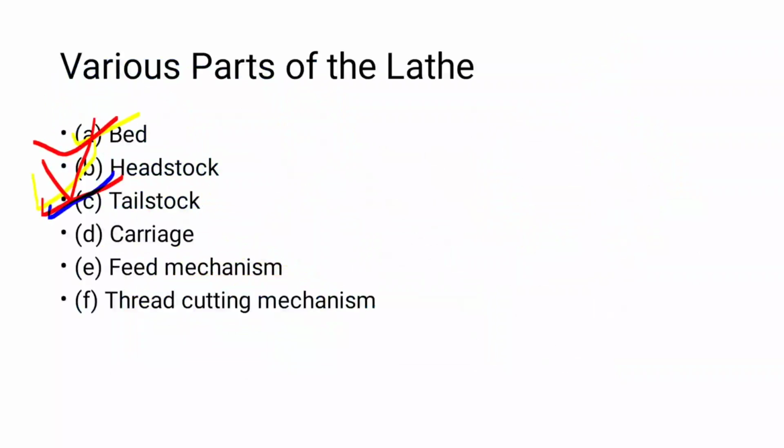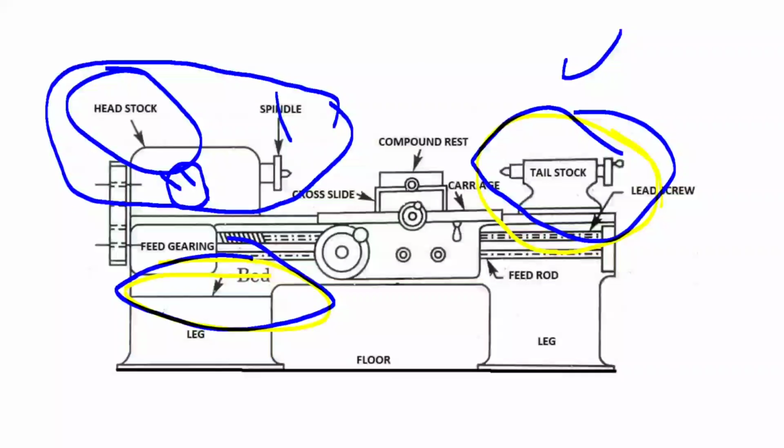Next part is your carriage. So where is the carriage? See, this part is your carriage. Let's see what is the carriage, what are the types of carriage, and what is the function of the carriage now. So let's study about the carriage.